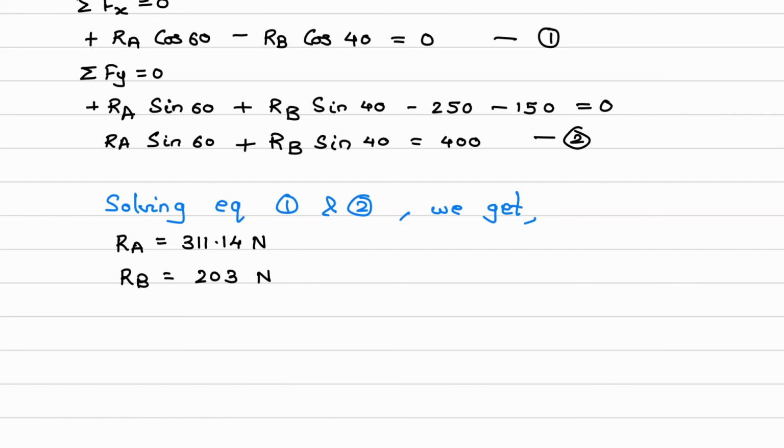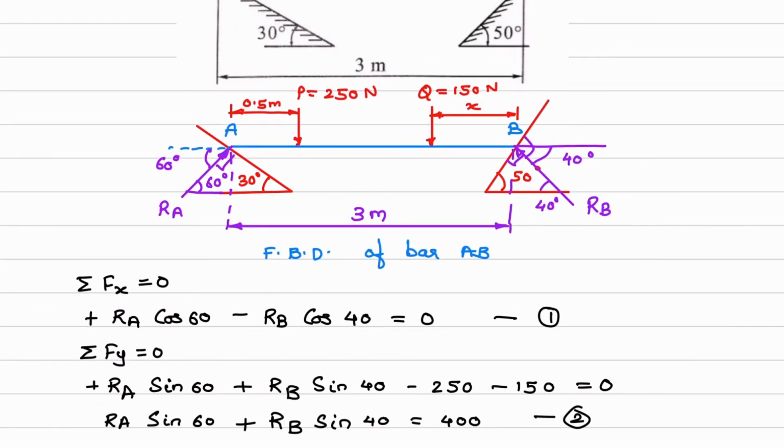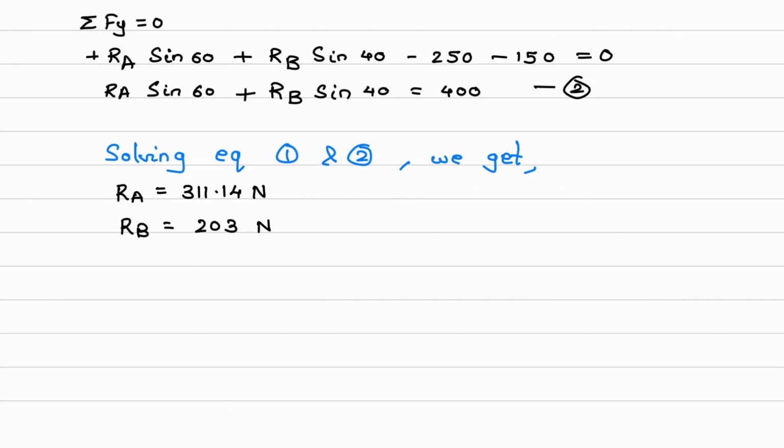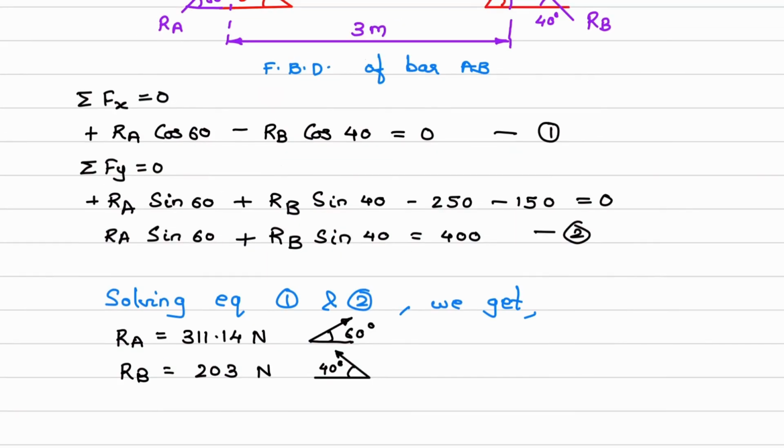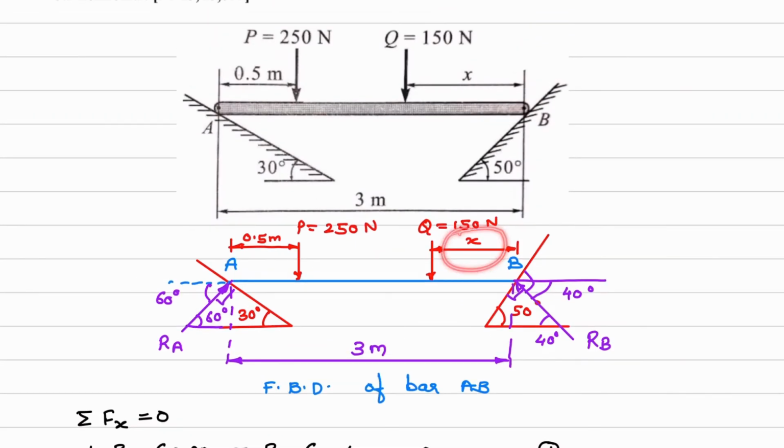Now RA angle with respect to horizontal, what is that angle? 60 degree. And RB angle with respect to horizontal is 40 degree. So we have to show the angles also. So RA angle with respect to horizontal is 60 degree, and RB angle will be in this direction with respect to horizontal, it is 40 degree. Now these are not the answers. What is asked, we have to calculate distance x. This x distance we have to calculate.